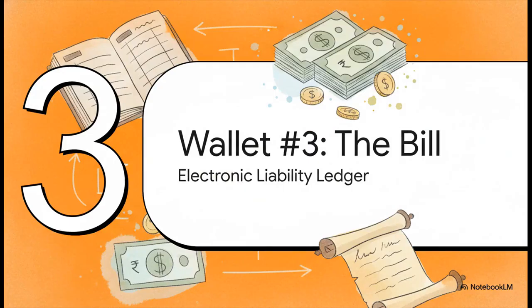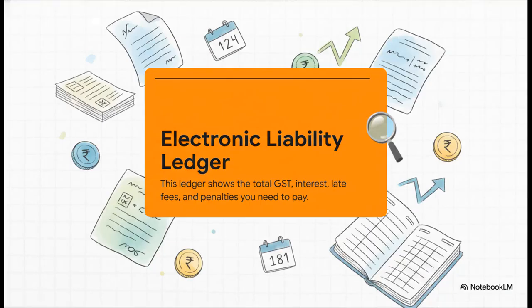And that brings us to our third and final item. Now, we've been calling it a wallet, but you know what? It's probably more accurate to think of the electronic liability ledger as simply the bill. This is the official list of exactly what you owe. So yeah, this ledger doesn't actually hold any money. Instead, it just keeps a running total of all your liabilities. It's the government's official record of your total outstanding bill for any given tax period.